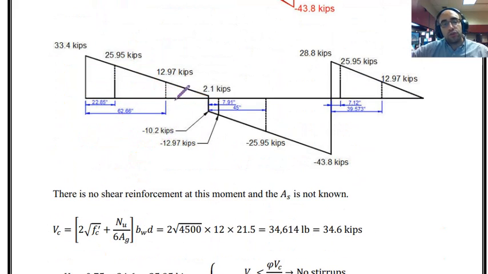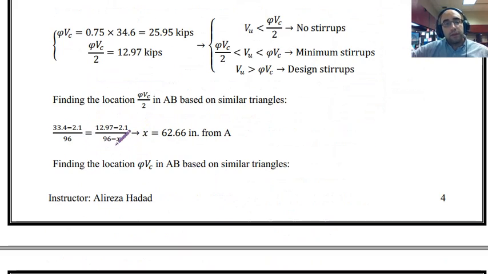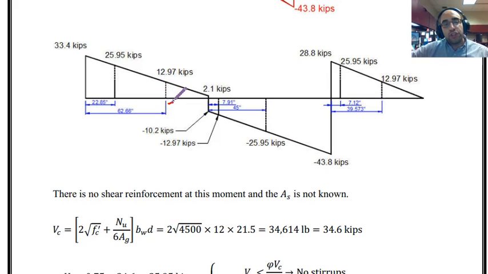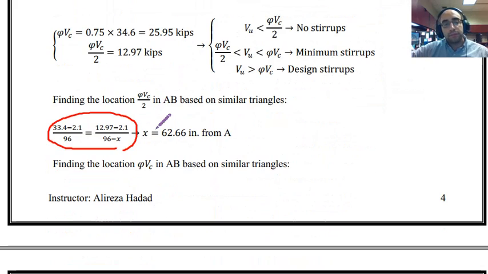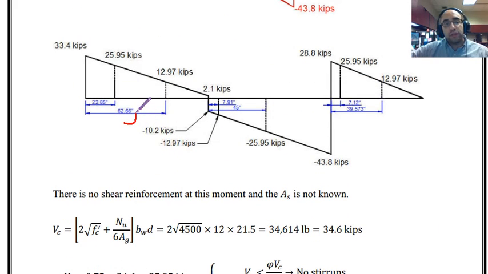And then I have to write the ratios for the larger triangle, and that is this side, which is 33.4 minus 2.1, over the total length, which is 96 inches or 8 feet. So based on similar triangles, I can write these ratios, and by solving this equation I can find x, the location of the point where the amount of shear is equal to 5Vc over 2, or 12.97 kips. If I solve this equation, the value of x is equal to 62.66 inches. And as you can see, this value is shown over here.